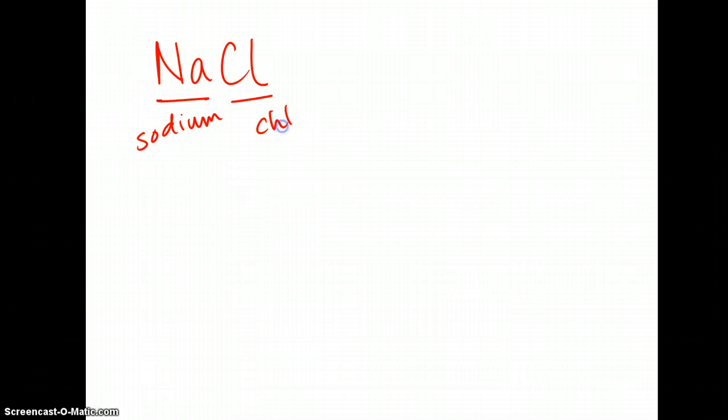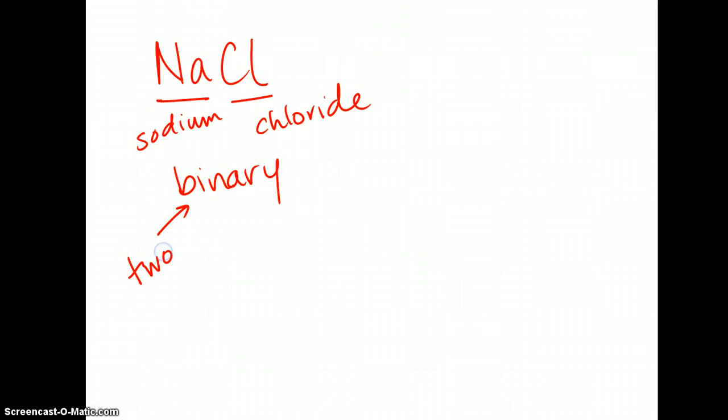Binary is when you have NaCl. We have two different elements. Here is sodium, and here we have chlorine. So we call those binary because there are two different elements, okay?